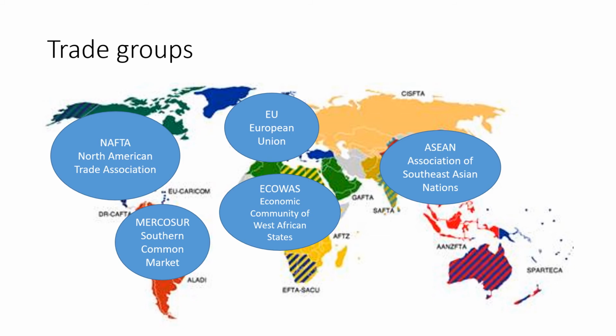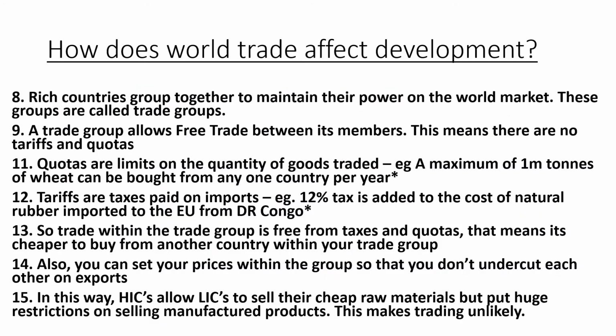So let's move on and hear all about it. Make some notes, please, on trade. I'll explain a little bit how the groups work, and then again make one or two notes in your explanation box. So which countries group together to maintain power on the world market? And that's what a trade group is. All countries within the group will trade, and they will trade freely. What that means is there are no tariffs and quotas for them. So let me explain what they are.